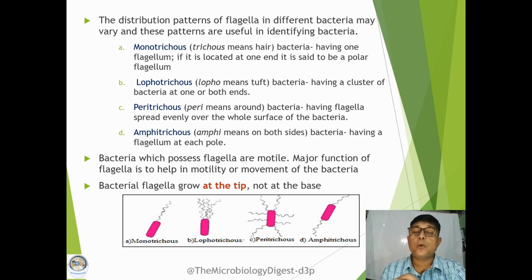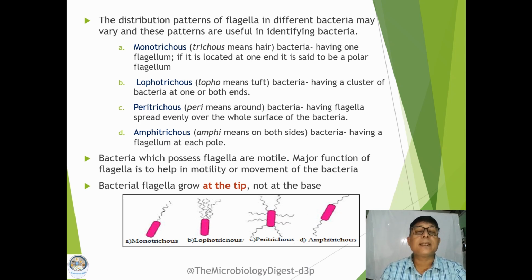Then we have the lophotrichous. Lophotrichous means, lopho means a tuft or a bundle. So when a bundle or tuft of flagella is present at one end or at both the ends, those bacteria having that type of flagella are called lophotrichous. Then third is the peritrichous, when flagella are distributed throughout the surface of the bacterium.